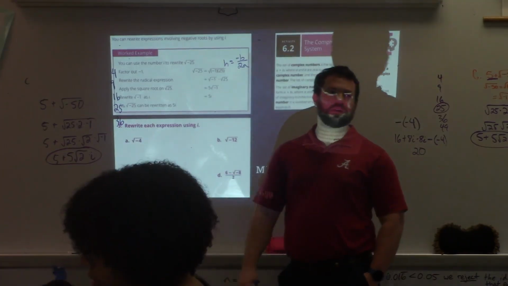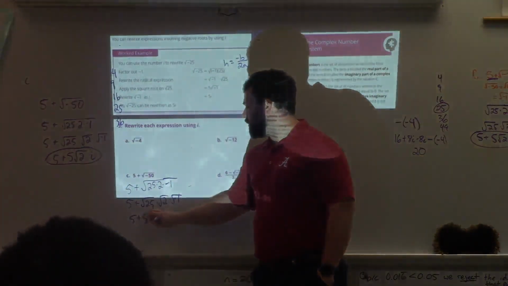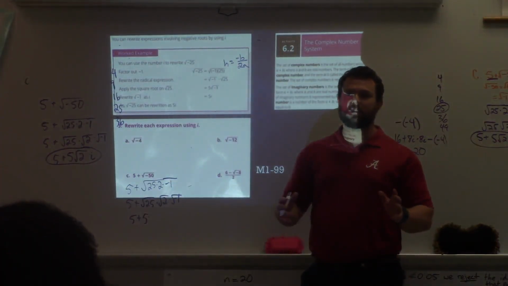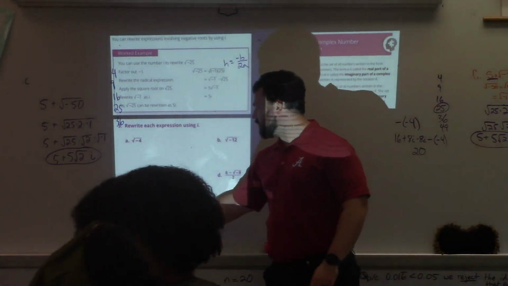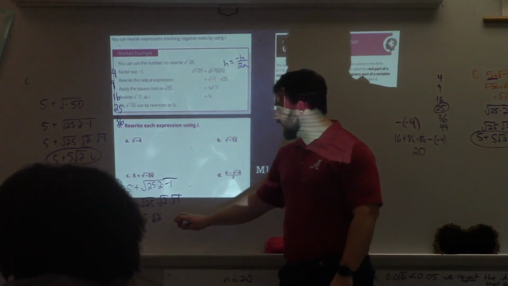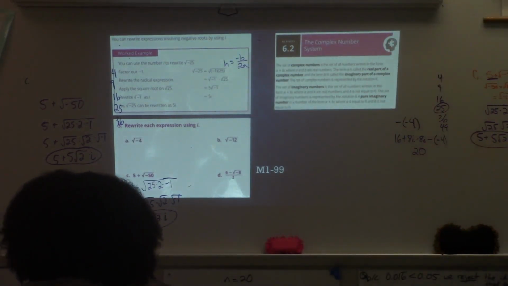What's square root of 25? 5, okay? What's square root of 2? It's irrational. It's a nasty little decimal, so I'm going to leave it as square root of 2. What's square root of -1? That's i. Done. Keep it all together. Okay?